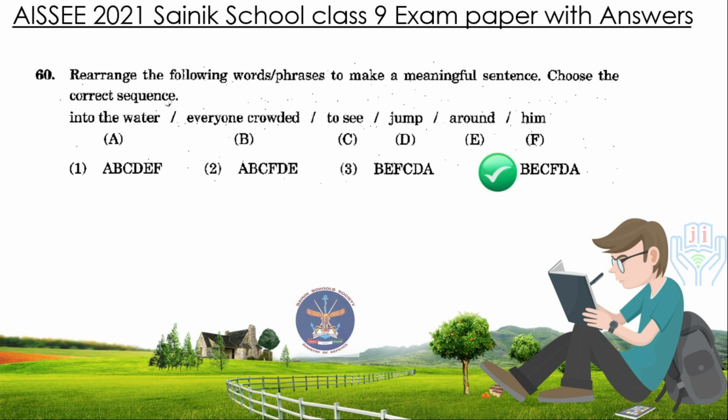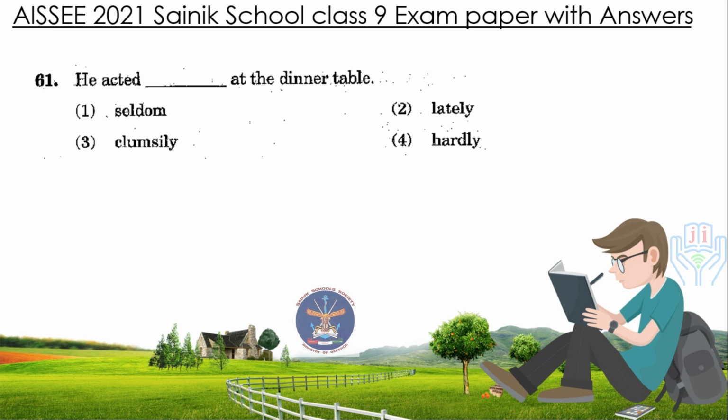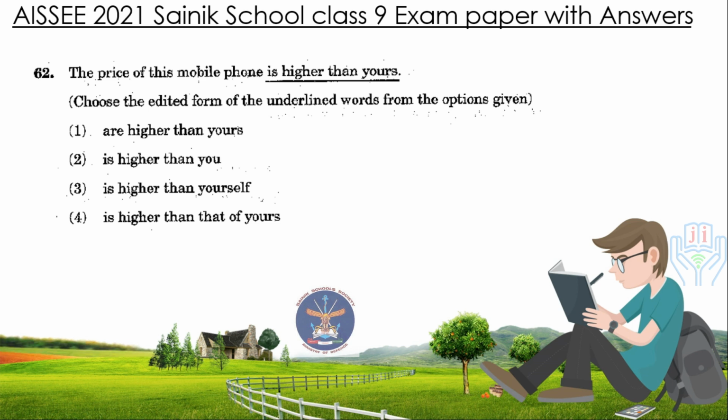Next question. He acted dash at the dinner table. Answer: he acted clumsily at the dinner table. The price of this mobile phone is higher than yours. Choose the edited form of the underlined words from the options given.